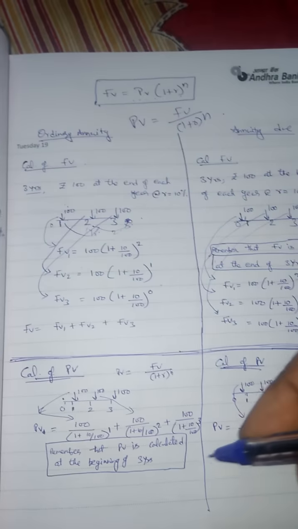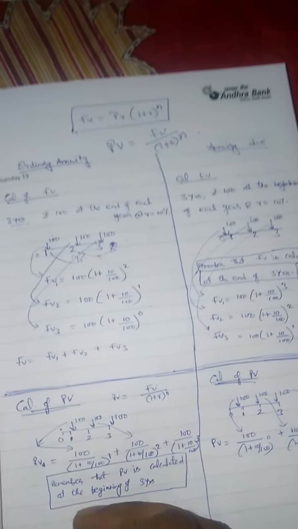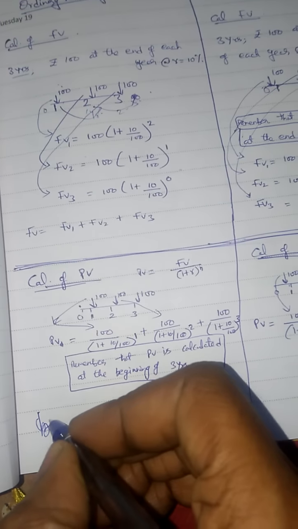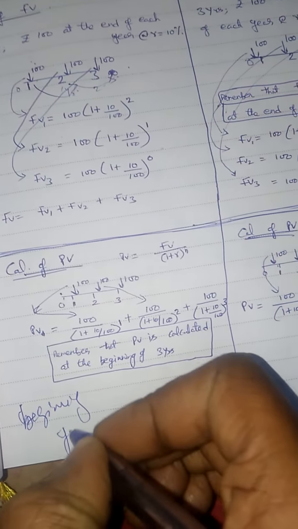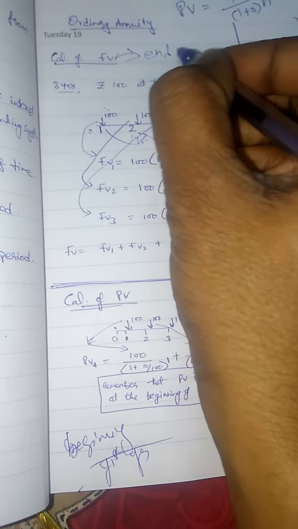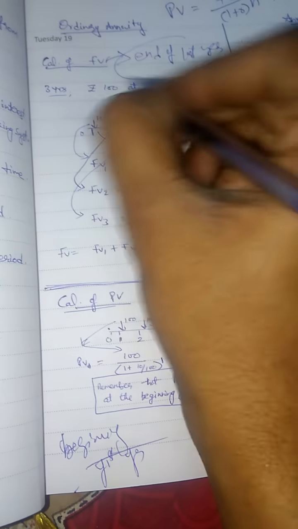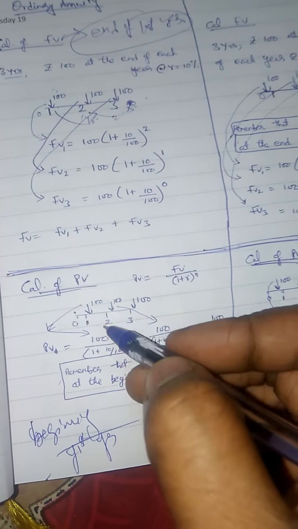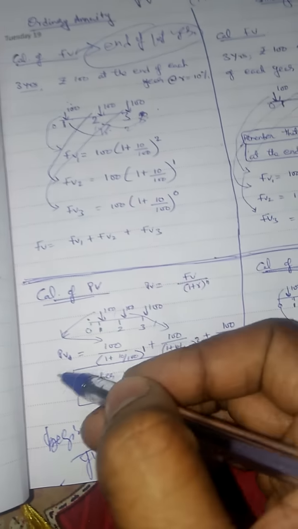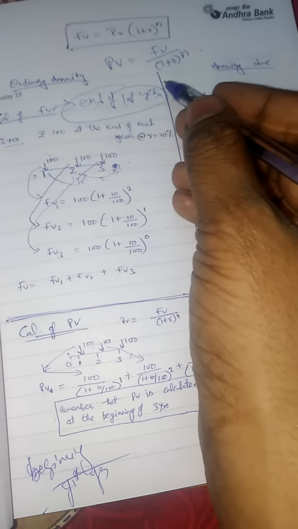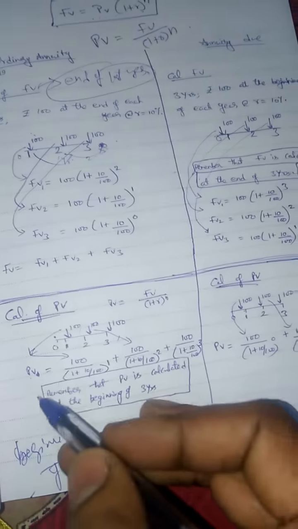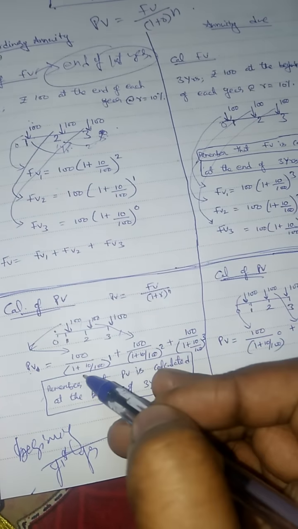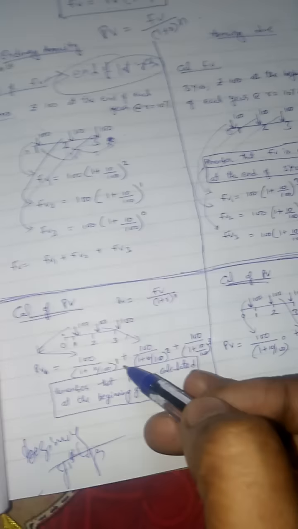In the same example, if I want to calculate the present value of the ordinary annuity, the present value will be calculated at the beginning of the first year, whereas the future value is calculated at the end of the last year. Similarly, the present value is the present value of this, this, and this. Present value is nothing but future value divided by (1 plus r) whole power n. So present value is 100 divided by (1 plus 10 by 100) whole power n. What is n?